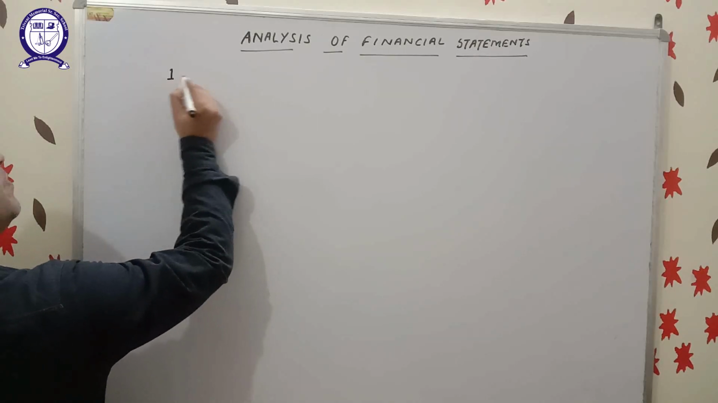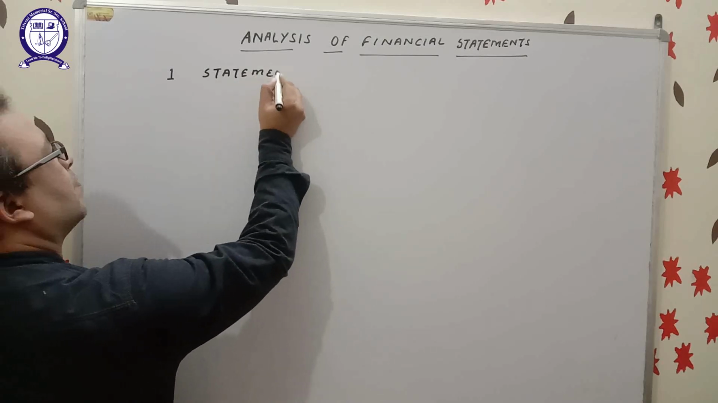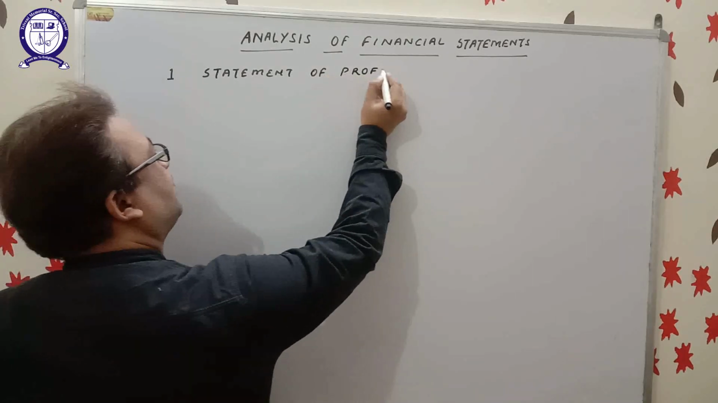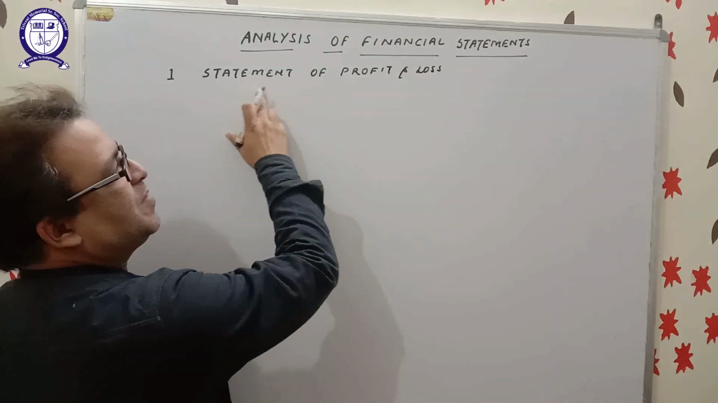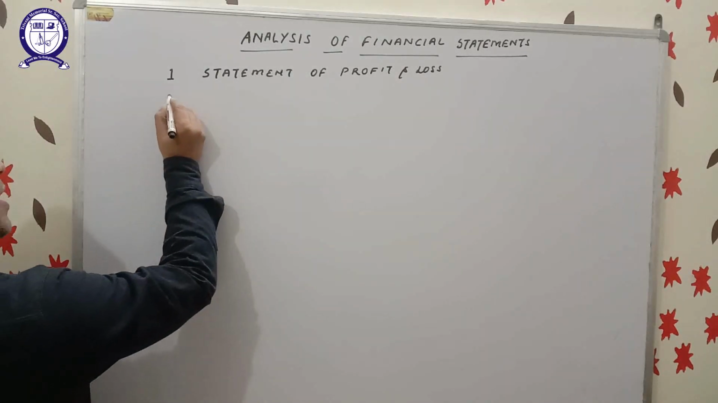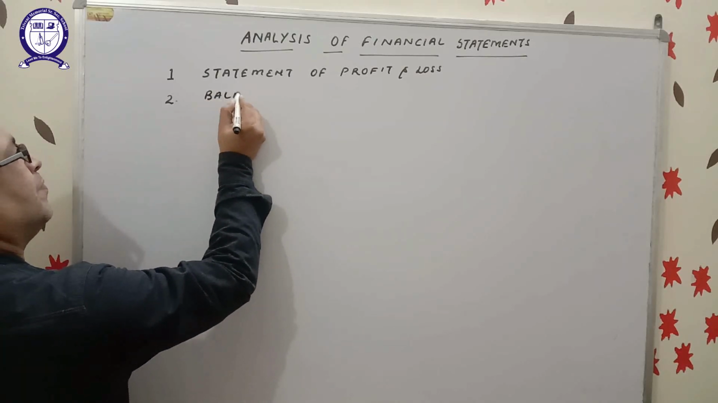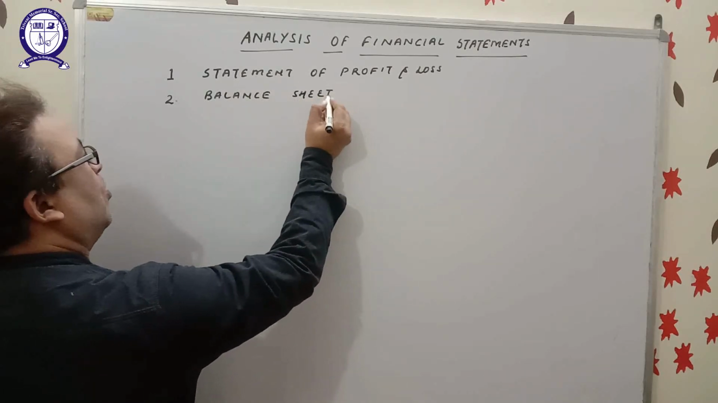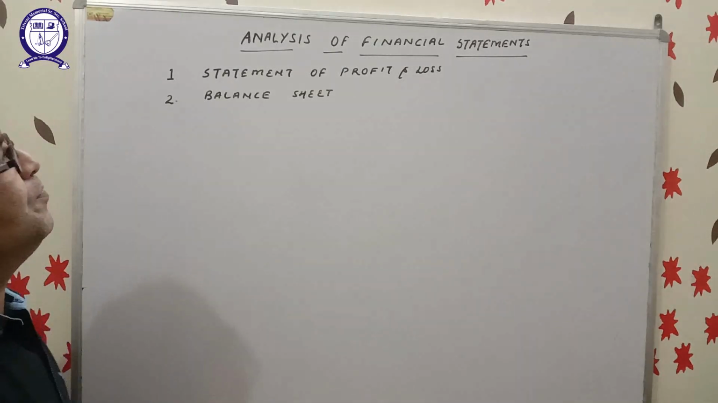Number one, statement of profit and loss. This statement is prepared to find out the profit or loss during the year. And the second main financial statement is the balance sheet. The balance sheet is prepared to know the financial position of the business.